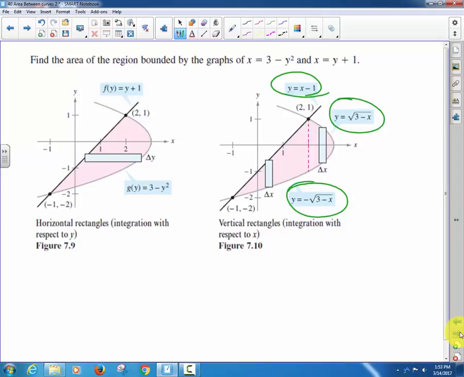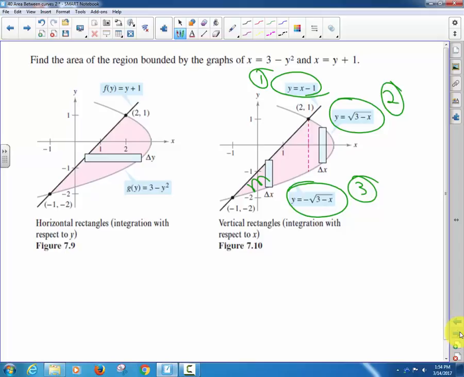What's the top function? I'm going to number them here. This is the first function, this is the second function, this is the third function. What's the top function? Or is there one top function? Is there one upper bound to this region there? Looking at it straight on. I see you turning your heads. Yeah, when you turn your heads, it's easy to see. But straight up and down.